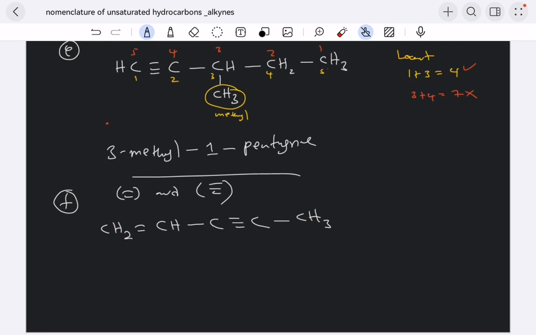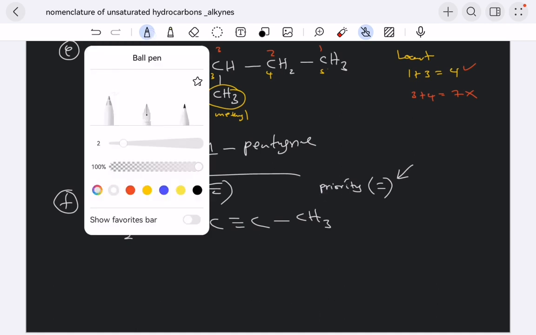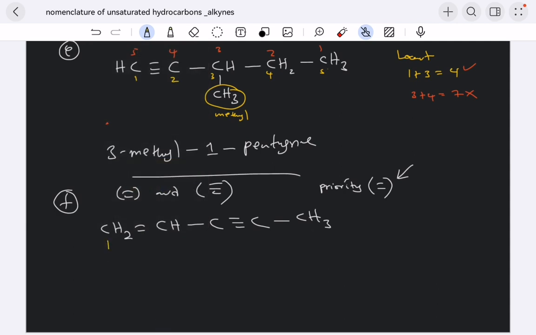So here it becomes a bit more conflicting. When you have a double bond and a triple bond, which one do we prioritize? In this case, we give priority to a double bond. So we start counting from the carbon where a double bond is closer. So the correct counting is going to be 1, 2, 3, 4, 5. If we start from the other side, it's wrong because we are very far away from a double bond. Then what is going to be the name of this? The name of this particular compound is going to be 1.